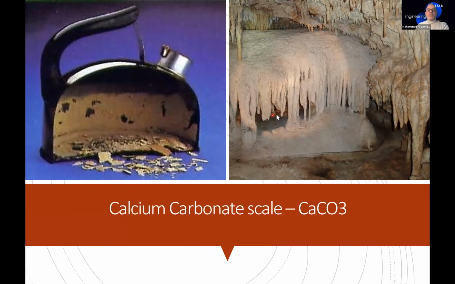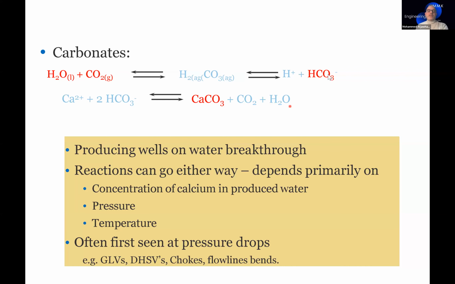Calcium carbonate we see a lot on a daily basis in our houses, and we can see it not just in the field but in other places. So it's very famous, very common. It is formed by water and CO2. In producing wells, we can have a water breakthrough, and this water breakthrough inside our wells can form a scale, and this scale deposits inside the wellbore.